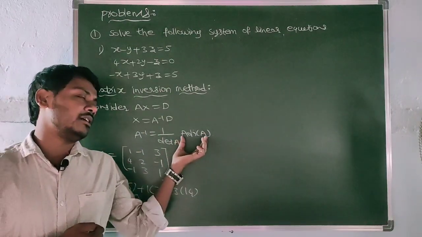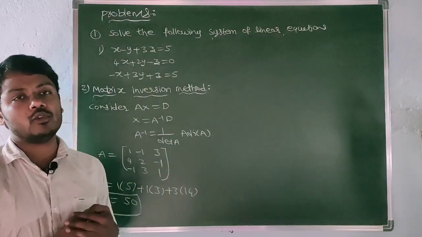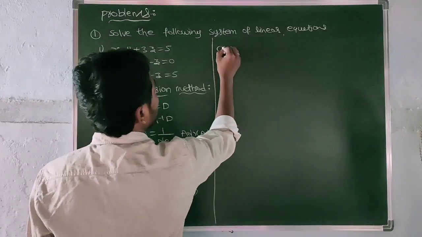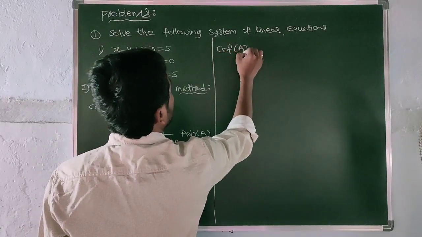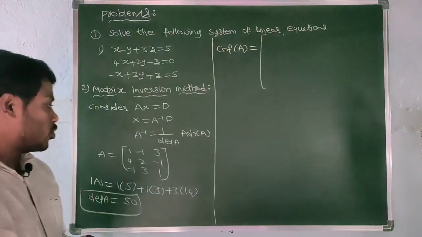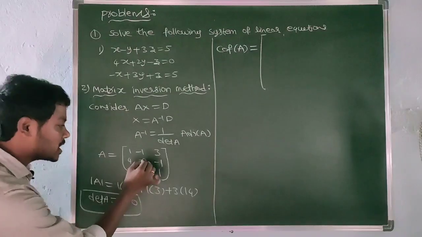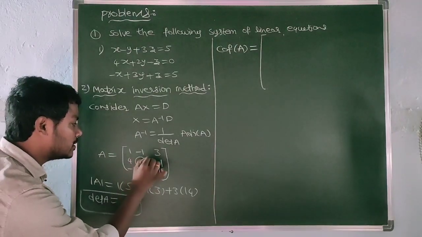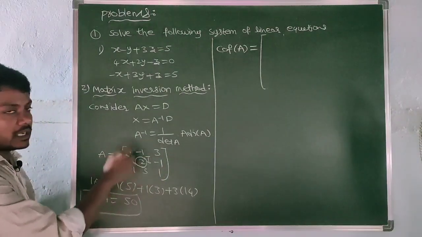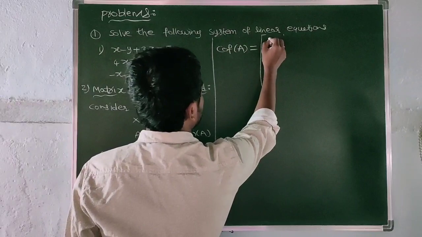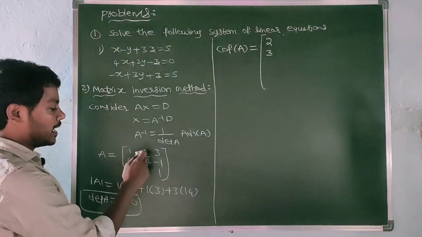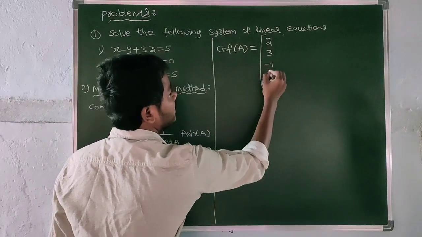How to find adjoint of A? First you need to find cofactor of A. So cofactor of A. This can be written as. So how to write cofactor of A? First write middle element. This is first one. And write vertically. That is 2, 3. See here. 2, 3 minus 1, 2. Minus 1, 2.